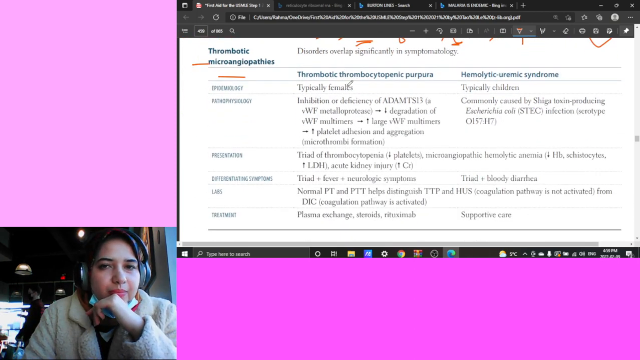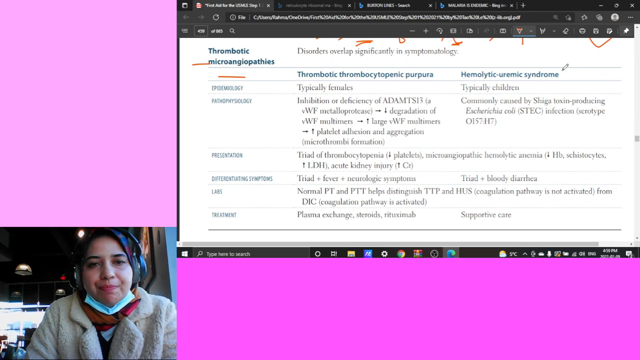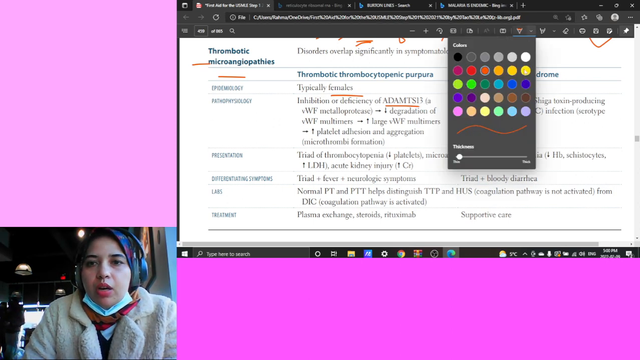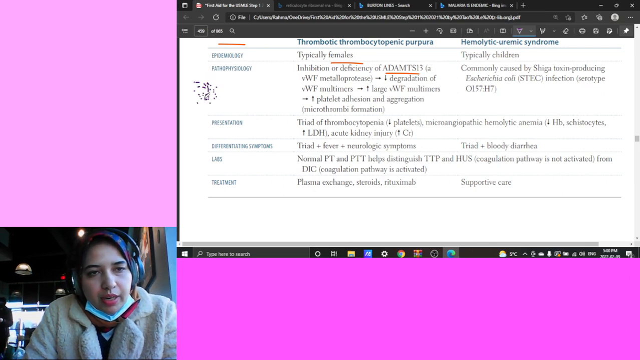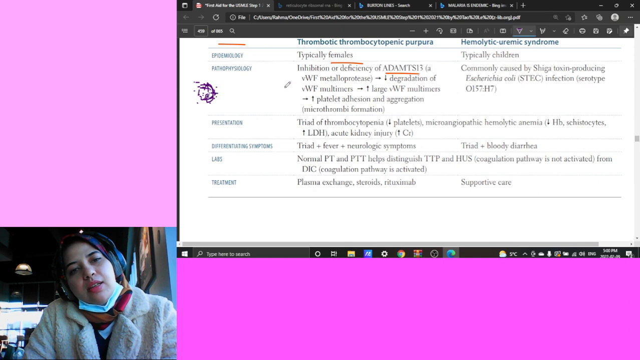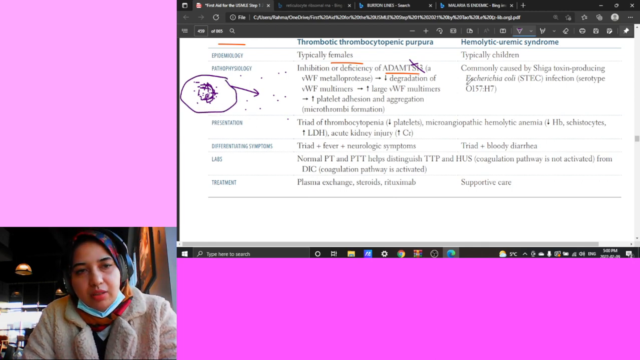Thrombotic microangiopathy. So I have two here, TTP and hemolytic uremic syndrome. What's going on? TTP is usually in females, and you have an inhibition or deficiency of ADAMTS13. So what's going on? I'm going to do this in a different color. Von Willebrand factor is actually not one thing. If I have a deficiency of this enzyme, I have this gigantic molecule that's circulating, and it's going to trigger platelet aggregation everywhere.